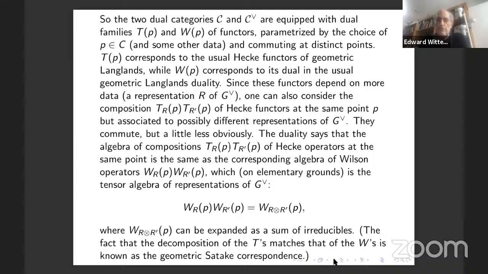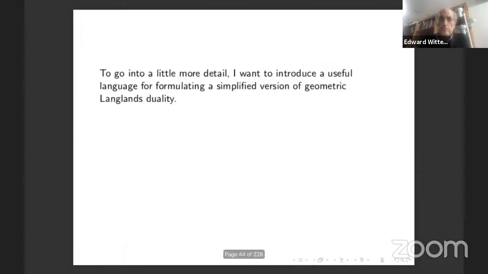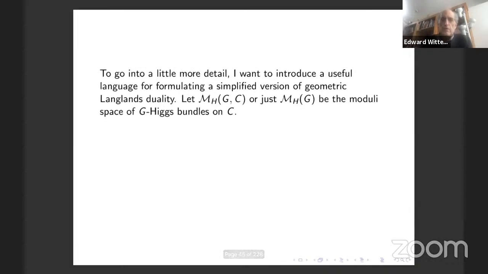The fact that they do match is known mathematically, or at least in the context of geometric Langlands, it's called the geometric Satake correspondence. For physicists, it's the duality between the operator product expansion of 't Hooft and Wilson line operators. Now, to go into a little more detail, I want to introduce a useful language for a simplified version of geometric Langlands duality.